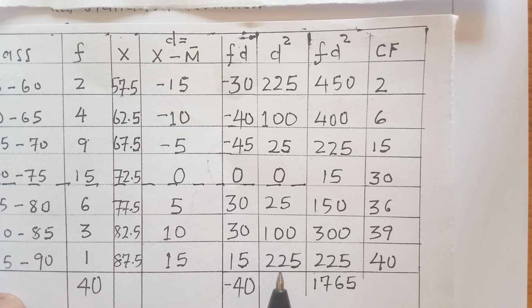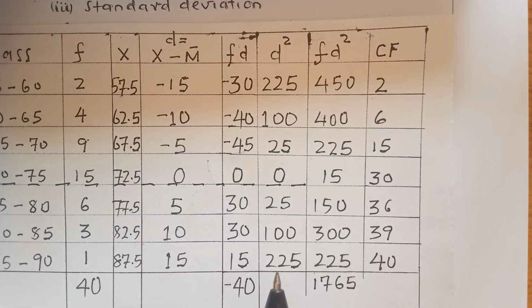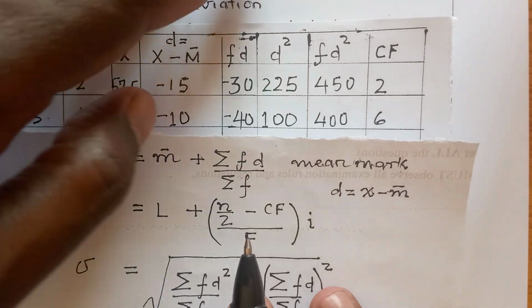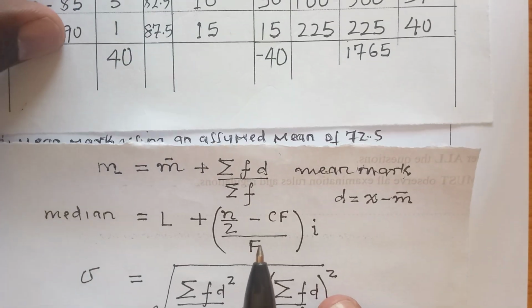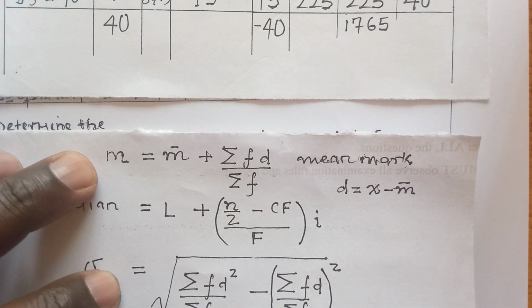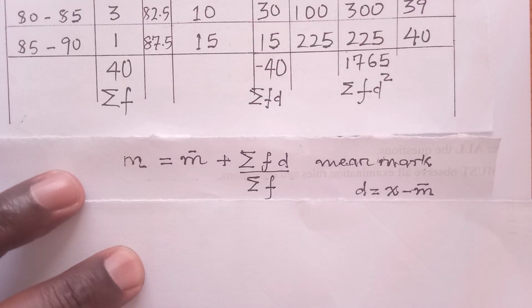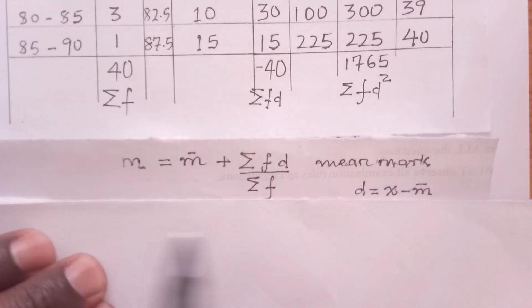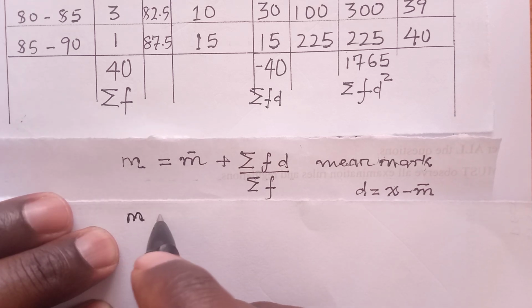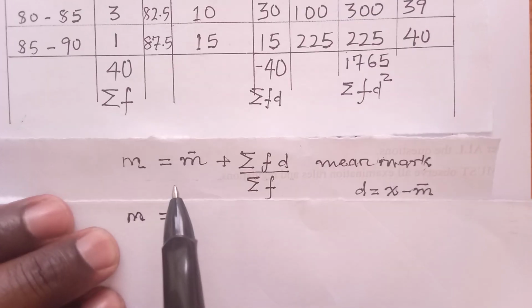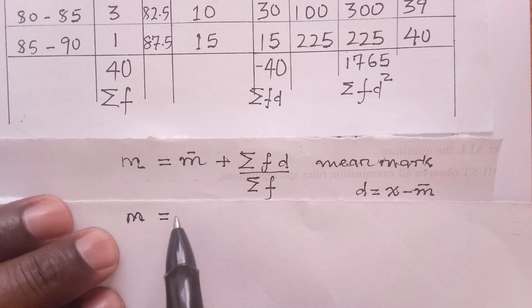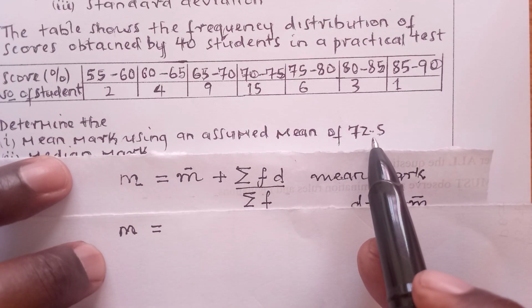So guys, now we go to the questions and see how we can solve them. The first one we are looking at is the mean. So let me put this one aside, and now we solve the questions. The first one is the mean. So for the mean, we use this equation, and so it is going to be M, that is our mean, is equal to the assumed mean, which was supposed to be this one, which is 72.5.